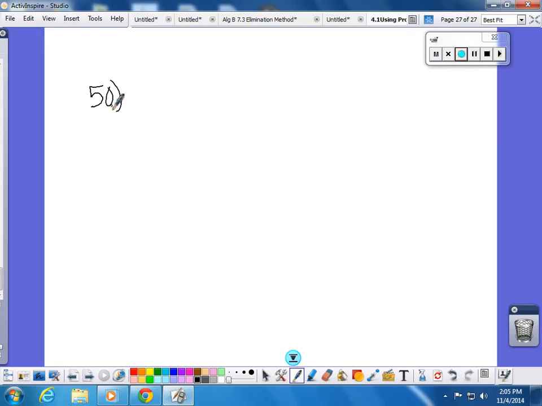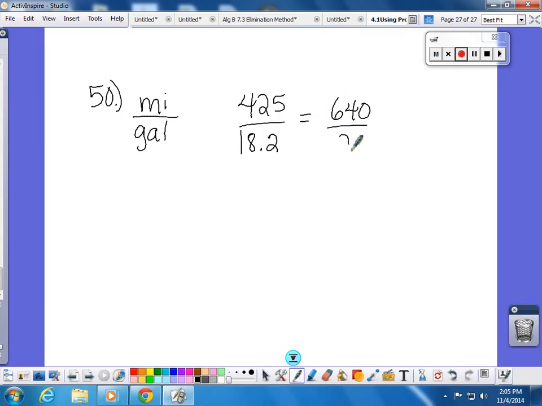Alright, Matthew drove his car 425 miles on 18.2 gallons of gasoline, and we said we were going to set this thing up miles per gallon. So 425 over 18.2, get that from the first sentence. At this same speed, how many gallons of gasoline will Matthew need to travel 640 miles? And so the 640 goes in the numerator also because that's where we're putting miles.